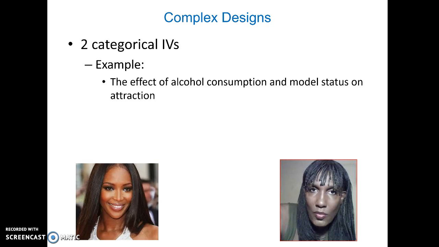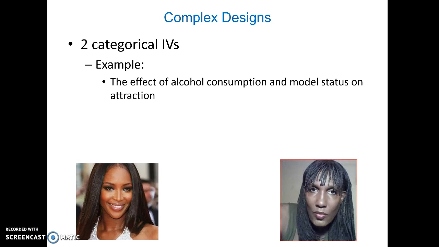So let's practice identifying independent and dependent variables. So in that example, the effect of alcohol consumption and model status on attraction, what would the dependent variable be? And remember, the dependent variable is the outcome. Now the answer would be attraction, how attracted you are to someone. What is the independent, or what are the independent variables? Well, the first is alcohol consumption, and the second is model status.